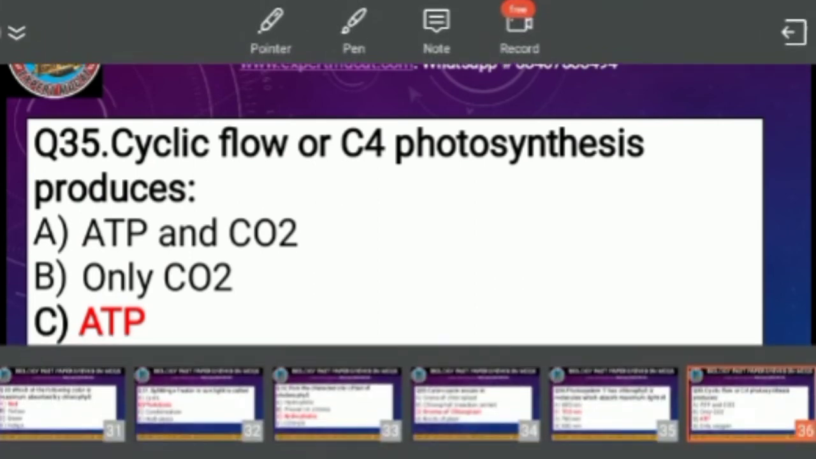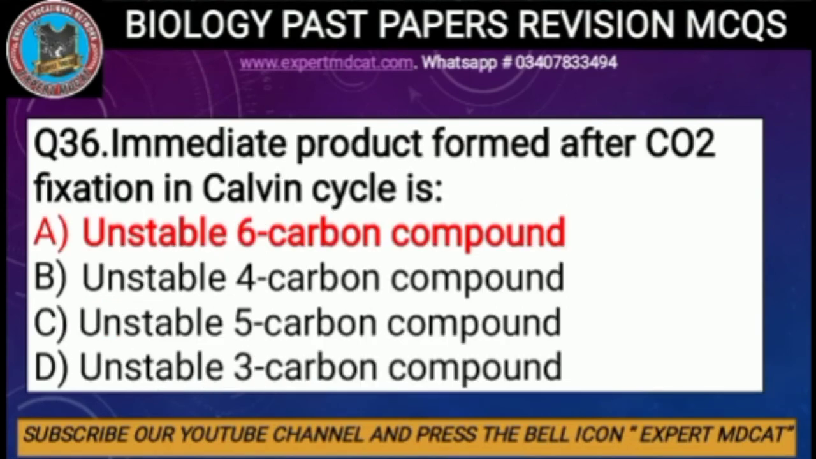Question number 36: the immediate product formed after carbon dioxide fixation in the Calvin cycle is an unstable 6-carbon compound, because carbon dioxide combines with ribulose bisphosphate to form the first unstable 6C intermediate. So these are unstable carbon compounds, and the number of carbons is 6.